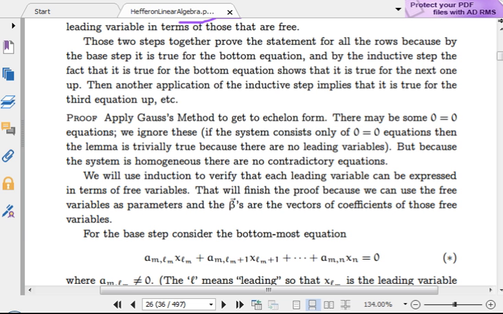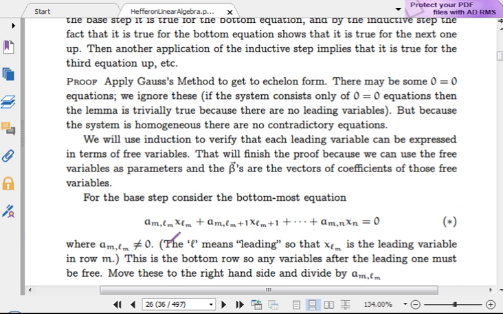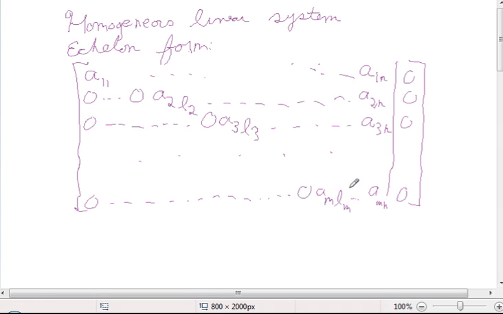So let me jump back to the proof here. Okay. So here we have the bottommost equation. So go back here. So the first coefficient is A_m,L_m, and that's going to multiply the variable x sub L_m. Right? The variables correspond to different columns. This column corresponds to variable x sub 1. This column corresponds to variable x sub 2, all the way up to x sub m. This is the L_m column, so this is going to correspond to the variable x sub L_m. Okay?